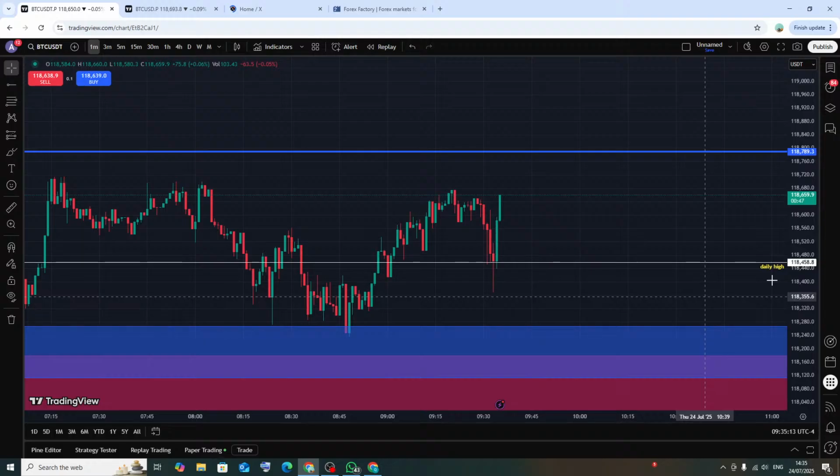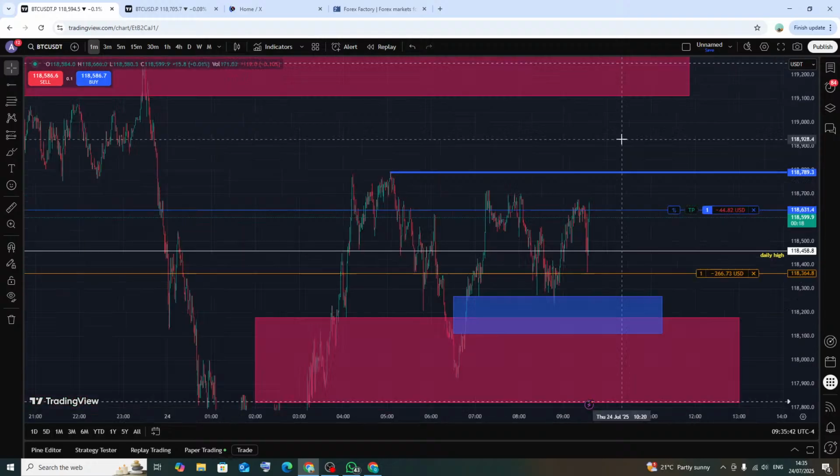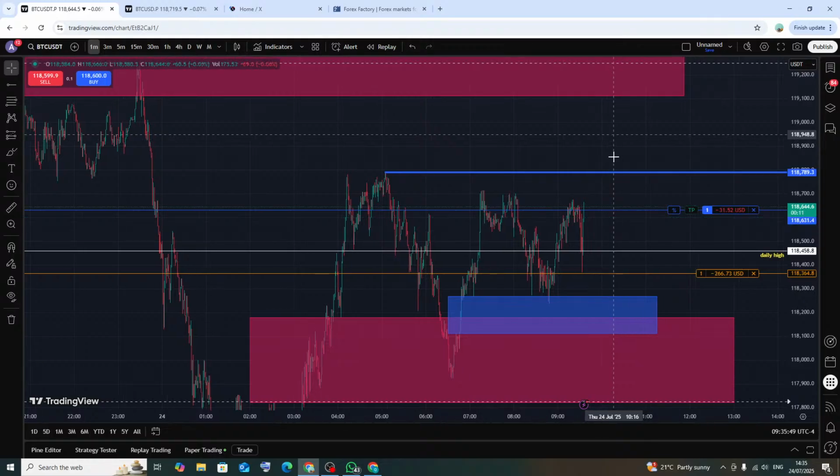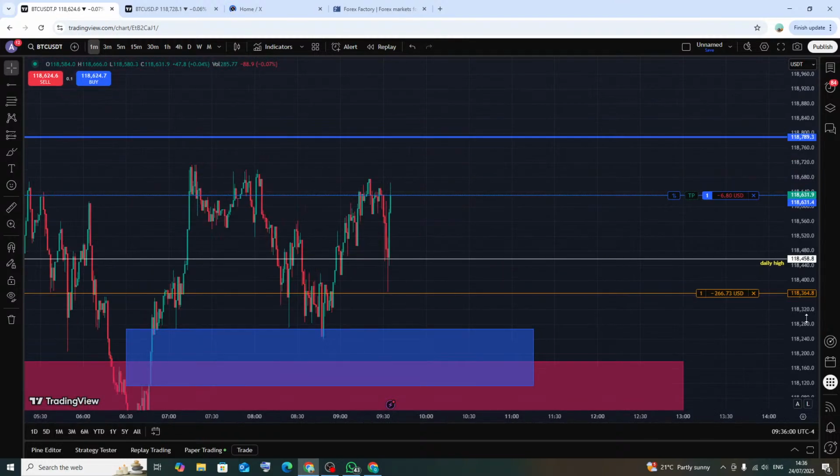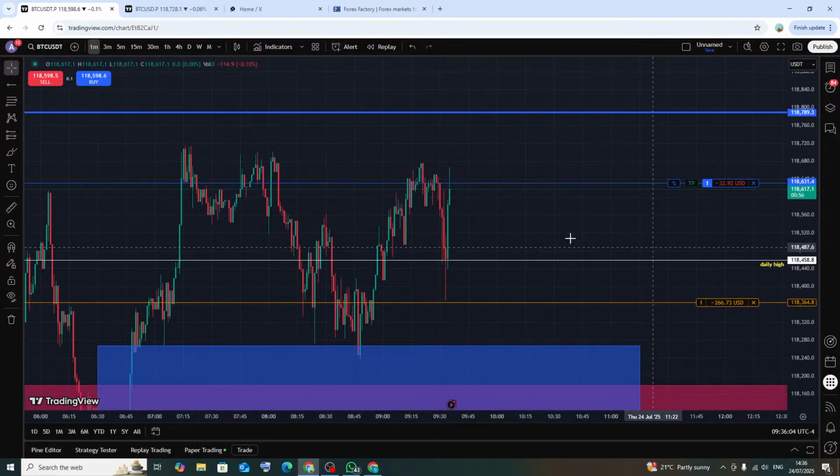Aggressive trade. Not really a fan of aggressive trades. I usually avoid aggressive trades. Try to avoid them. This is an aggressive trade. Oh, we close right now at break even because I do not want to take aggressive trades, man. No way.